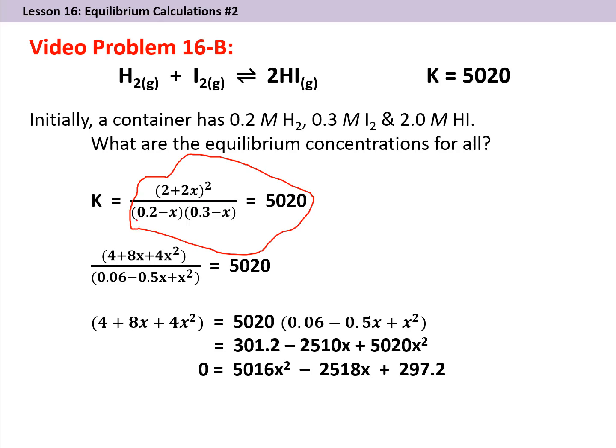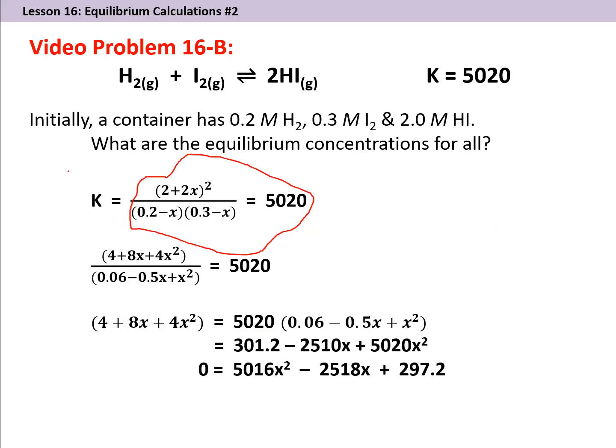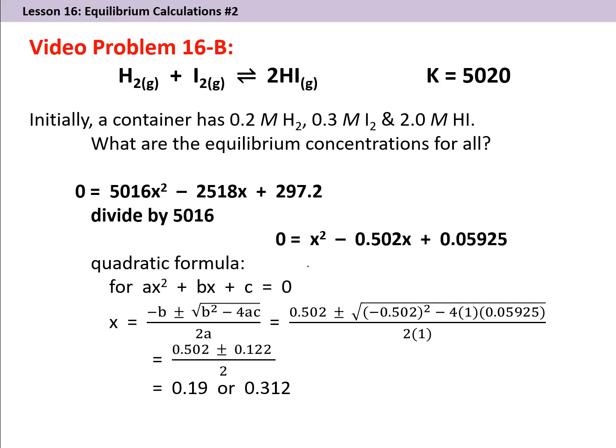Why do I have to use the quadratic equation? Because notice Q and K, they're not very close together, right? So that means that the shift is going to be pretty big. Okay? All right, so I rearranged until I got something that looked like the quadratic equation. I did one more step to make it a little simpler. I could have used this and plugged it in and gotten a value for X, but it would have been a little bit more annoying. So I did it like this to make the math easier.